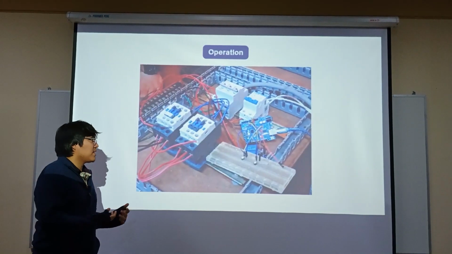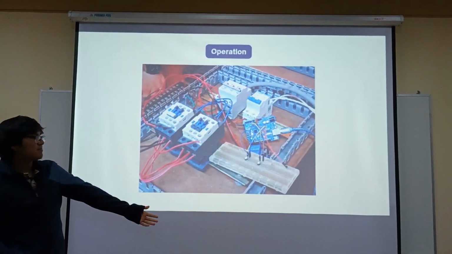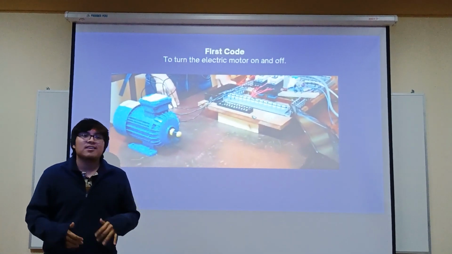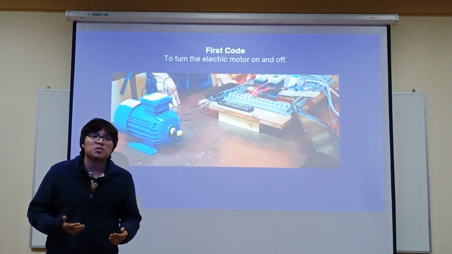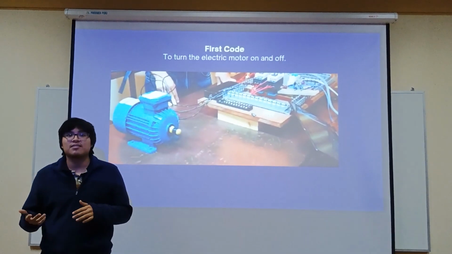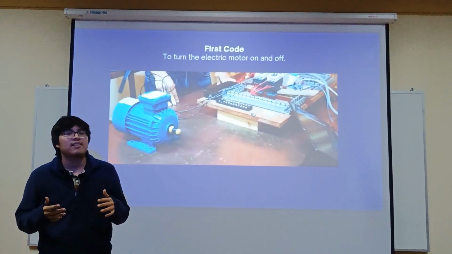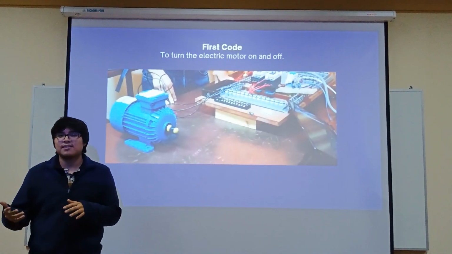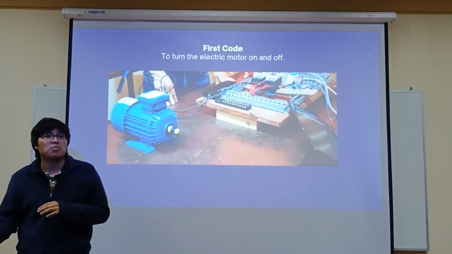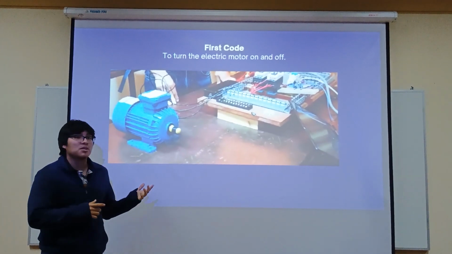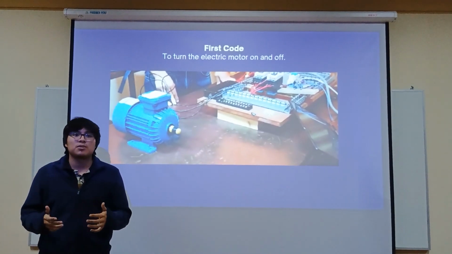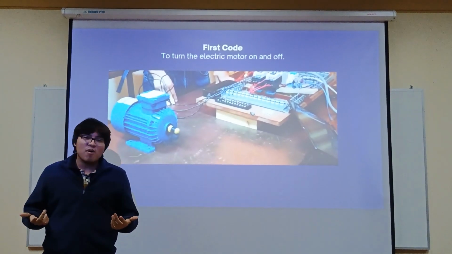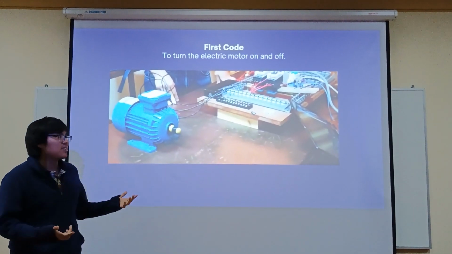I'm going to explain the last part. Next one, please. First code, to turn the electric motor on and off. First of all, it's necessary to mention that for the entire circuit to be in operation, we have to turn on the thermomagnetic circuit breaker and operate the contactor. Subsequently, by pressing a button, the three-phase motor will turn on. While pressing another, it will turn off.